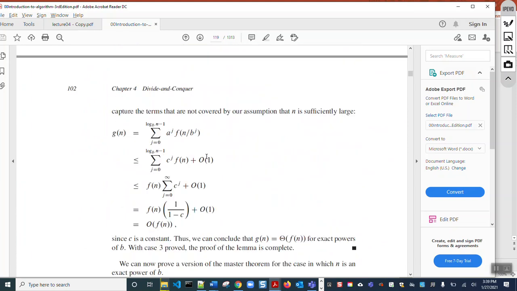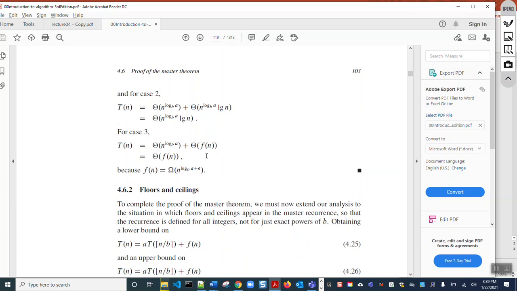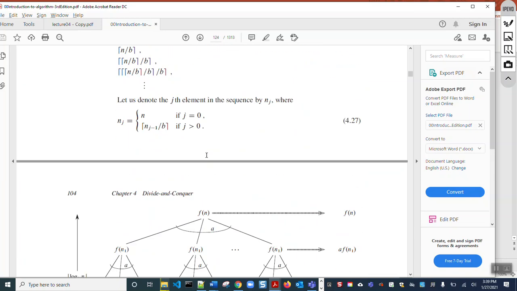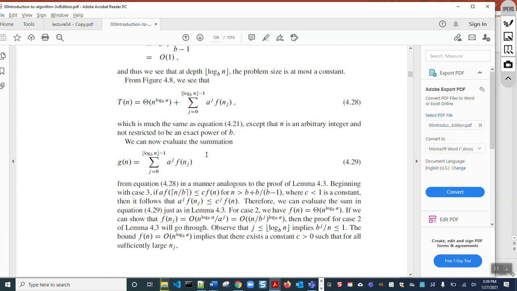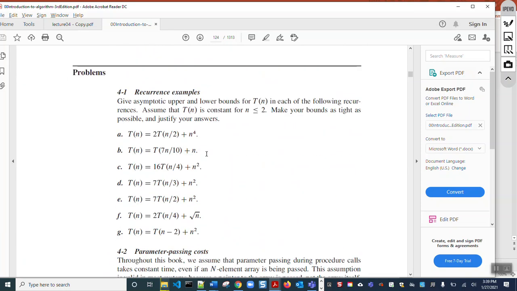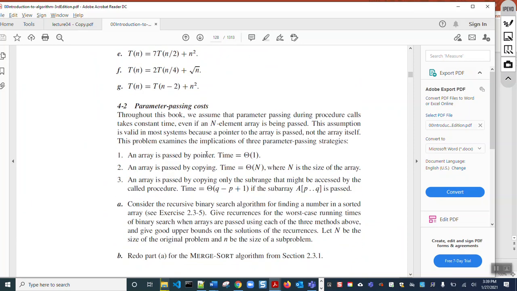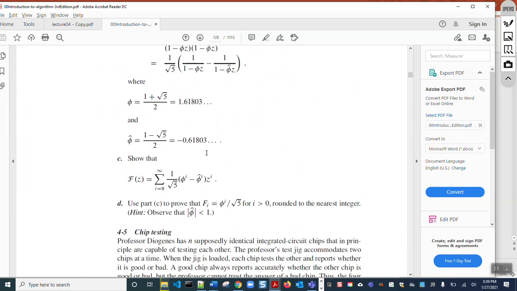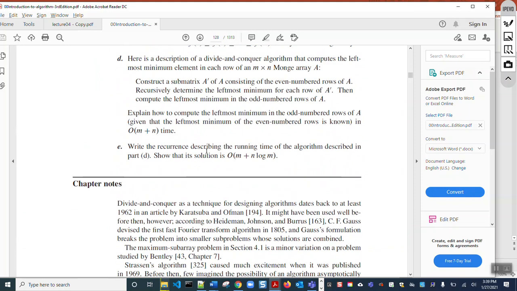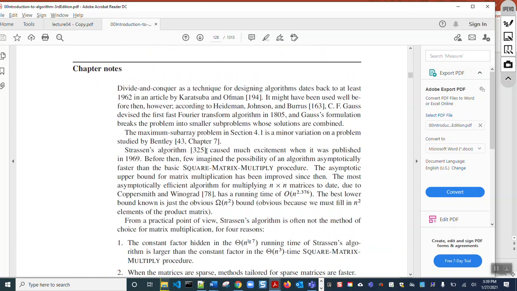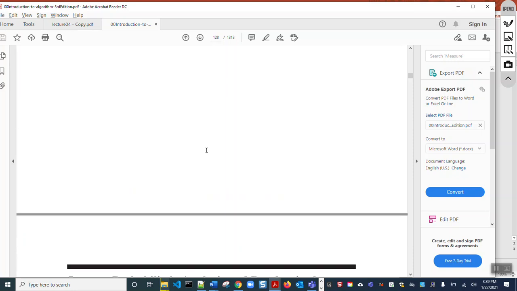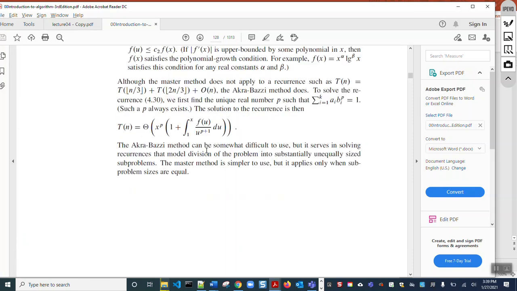So I think that's all for today, and especially the master theorem is the more popular one. So let's see how many problems the book has. I will not give any hard problem, but medium quality problems I will give you, not too easy, but not too hard.